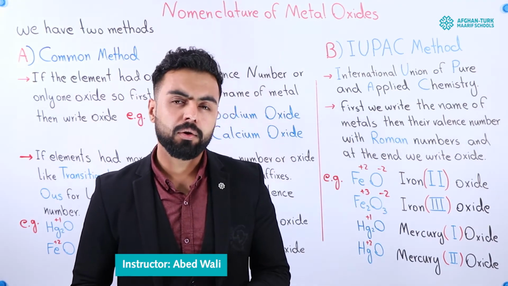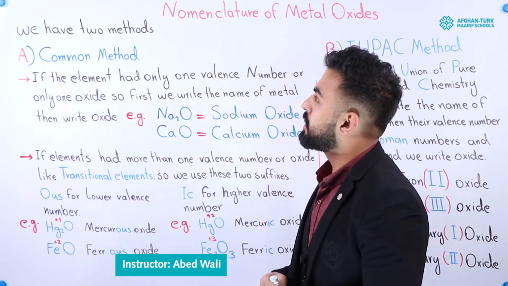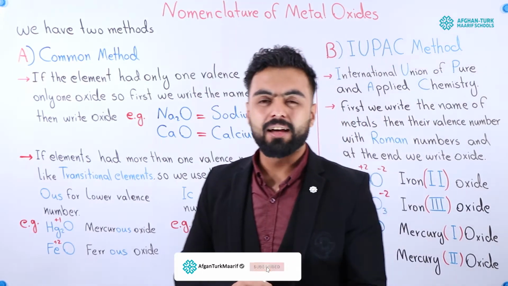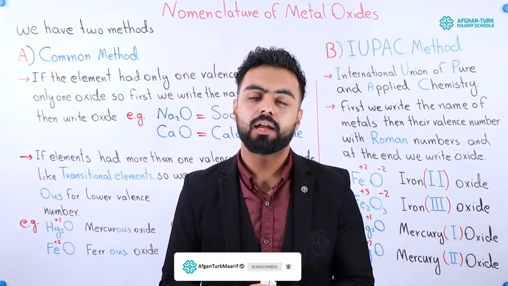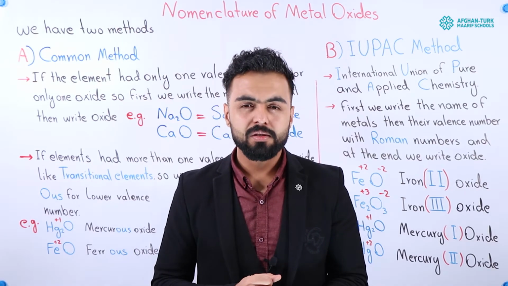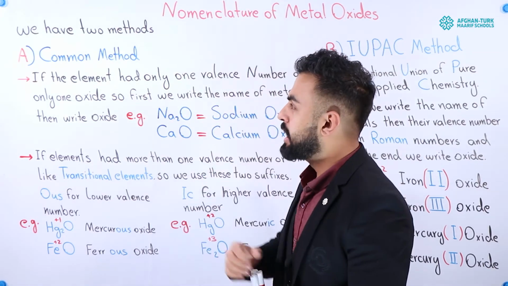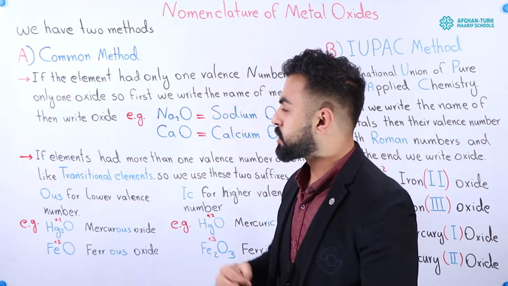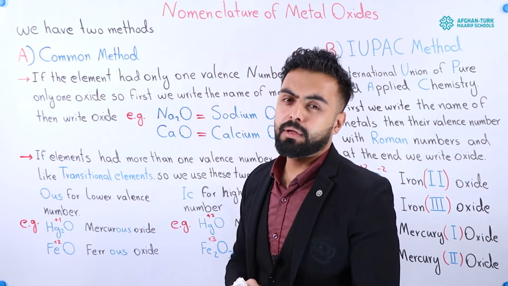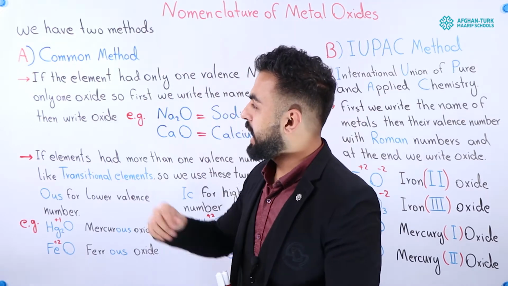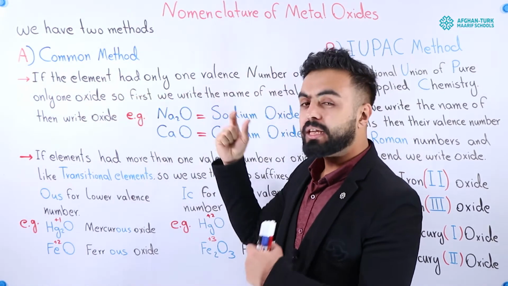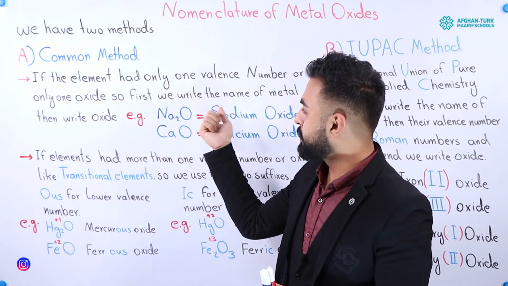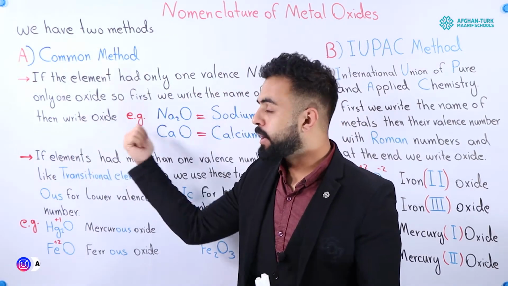Today we are going to start a new topic which is called Nomenclature of the metal oxides. We have studied in previous lessons about the oxide and the nomenclature of non-metal oxides. Today we are going to start with this. We have two methods to name these compounds or these oxides. First, it is the common method, which says that if the element has only one valence number or only one oxide, first we write the name of the metal, then write oxide.